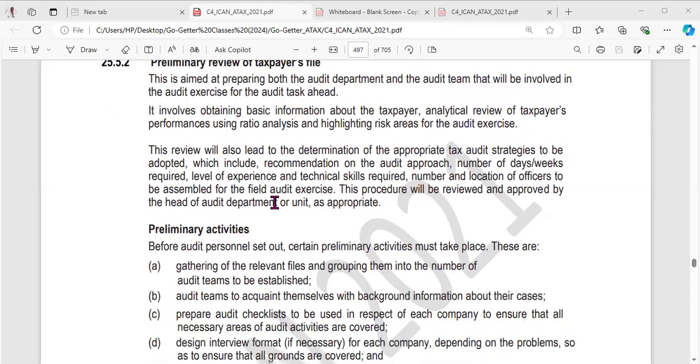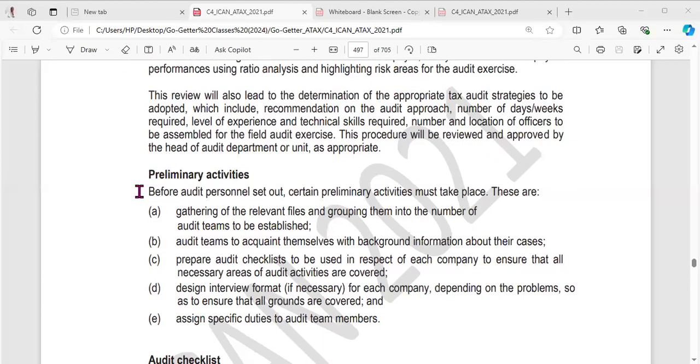Then we go to the preliminary activities. The preliminary activities could be gathering the relevant files, grouping them into audit teams. For example, if you are looking at a particular industry, you could group the files based on industries. You could even group the files based on similar risk red flags that you have. It could be similar offenses or similar errors they commit. It could be put into similar geographical regions so that these things are done orderly, so they can group them in files so that people who are going to be auditing on that are going to be more productive.